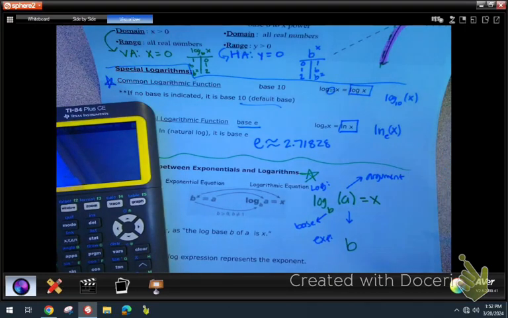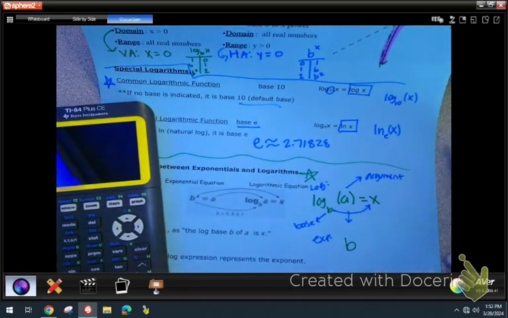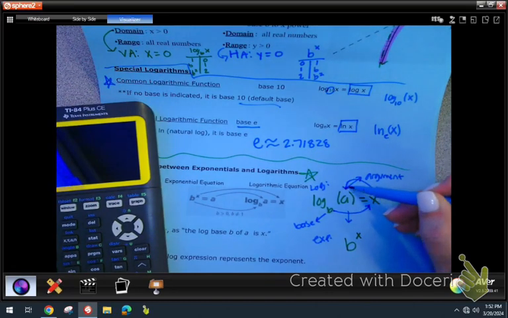But the way that these relate is I'm going to take the base of my log and I'm going to raise it to what my log is equal to. So x is what my log is equal to. That's going to become the exponent of my base. So I think there's a teacher who calls it a fish hook. So you swing it over. Base to this power is going to equal the argument.